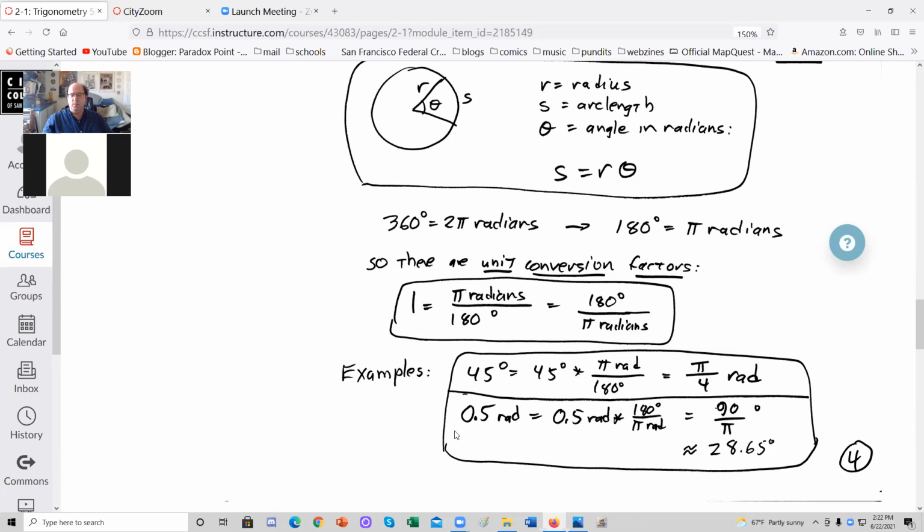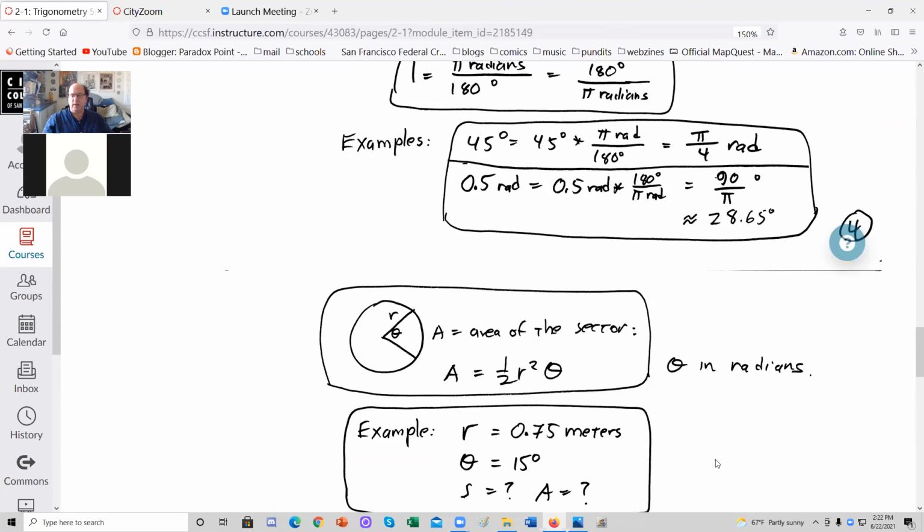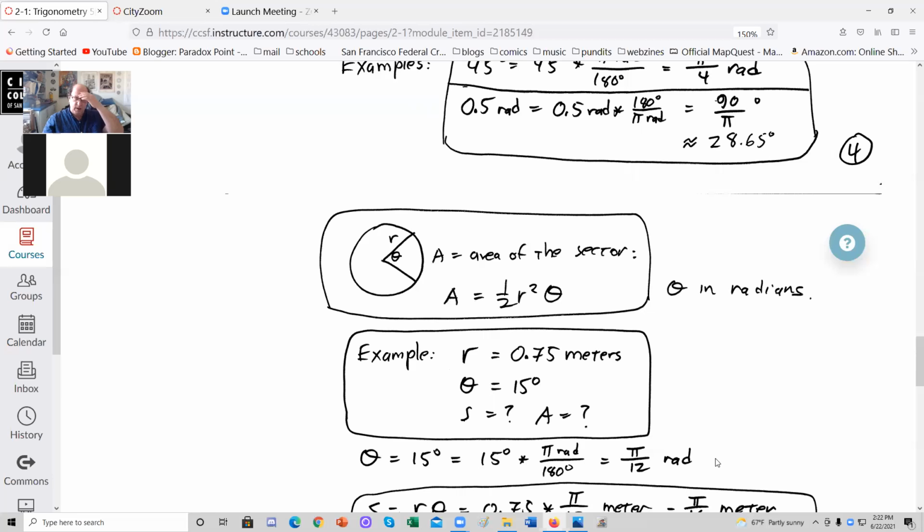Or conversely, 0.5 radians. How many degrees is that? Well, 0.5 radians times 180 degrees for every pi radians. We choose this or this depending upon which we want to cancel out. Here the radians is in the denominator and it cancels these radians here. So you get 0.5 times 180 over pi degrees. So 90 over pi degrees, which is about 28.65 degrees, approximately.